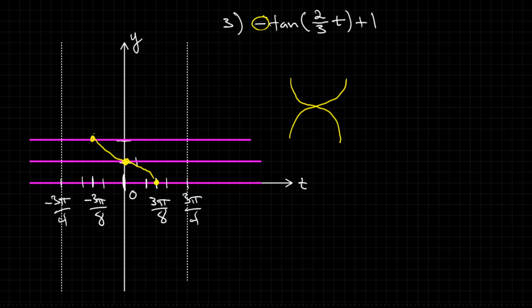And then finally, as we get towards the left asymptote, normally you would go to minus infinity. That is, you would plummet downwards. But since we have this negative again, this will cause it to go upwards. And as we get closer to the right asymptote, we plummet downwards for the same reason. Okay, and these are the details that I need for my tangent function.